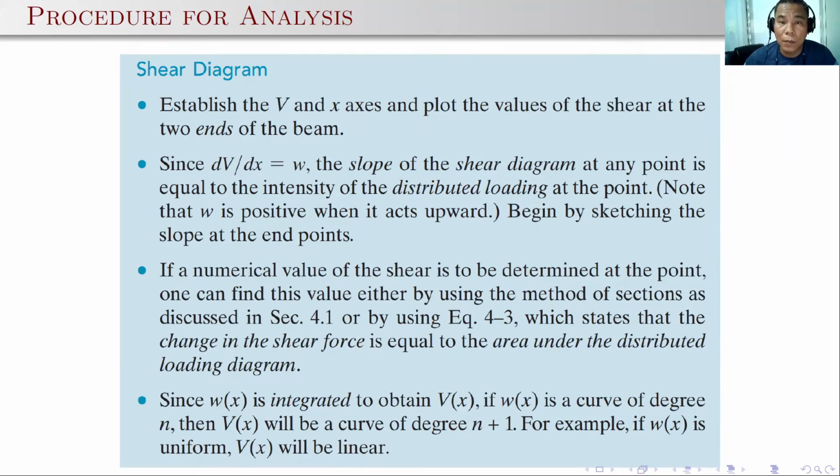And since W(x) is integrated to obtain V(x), if W(x) is a curve of degree n, then V(x) will be a curve of degree n plus 1. This is what I talked about earlier. You just have to add 1 for the degree of the curve of the corresponding shear. So if you have a uniform W, then your V(x) will be linear.